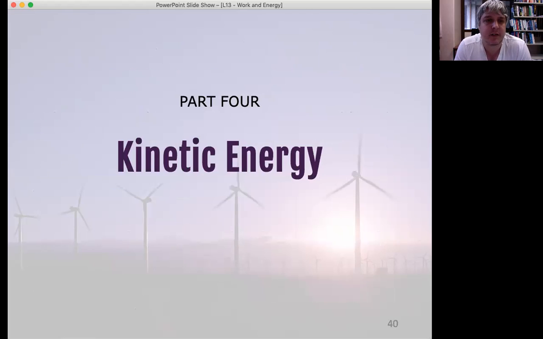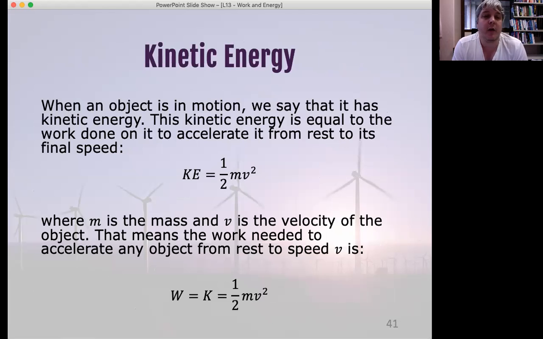The last part of this lecture, I think it's the last part, is kinetic energy. So kinetic energy is talking about motion. Kinetic, similar word origins to kinematics, right? Kinematics talking about motion. Kinetic energy is the energy of something just by virtue of being in motion. So when an object is in motion, we say that it has kinetic energy. This kinetic energy is equal to the work done on it to accelerate it from rest to its final speed. So that kinetic energy is the energy done just to accelerate.